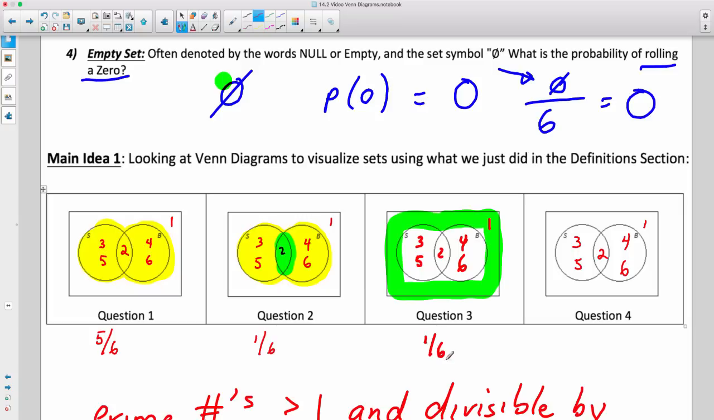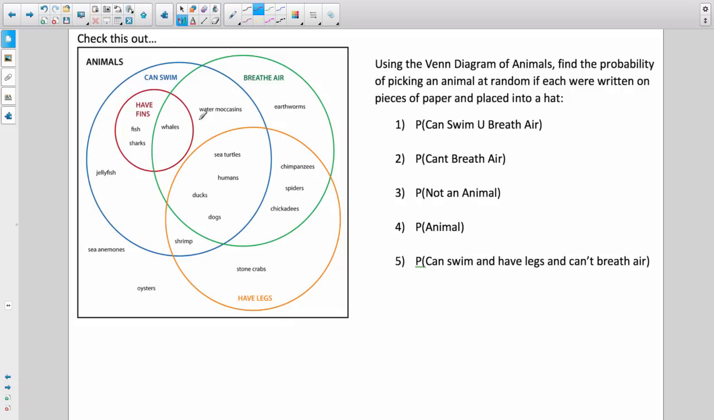Okay. And last but not least, what's the probability of a 0? Well, you're looking at it. Nothing. I'm not going to color in anything because there's no 0 there to be had. Okay, this is just for practice.